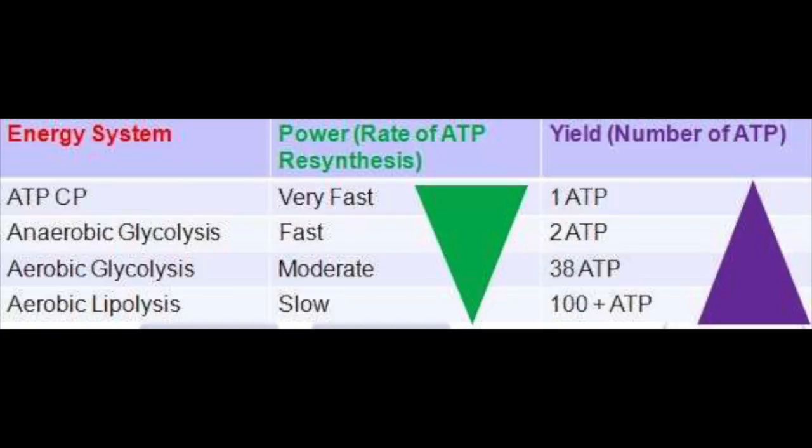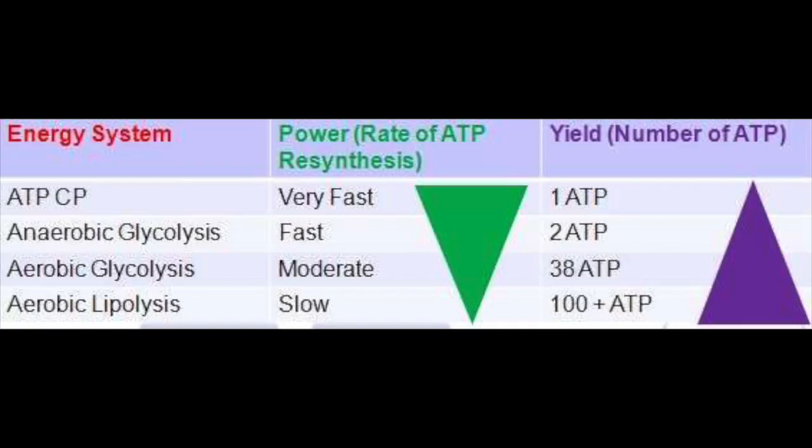Now the aerobic system can be broken down into two separate parts, aerobic glycolysis and aerobic lipolysis. They break down glycogen and they break down fat in an aerobic way, which means that they use oxygen to do so. Now the bad thing about these is that it's quite slow in the way that it produces ATP, so it's a moderate to very slow rate. But they produce lots and lots of ATP. So the aerobic glycolysis produces about 38 ATP per molecule of glucose. So that's a lot more efficient than the anaerobic glycolysis.